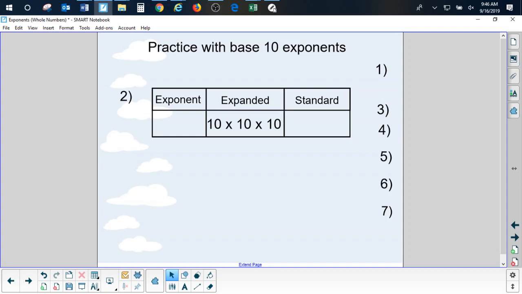We could also just give them the expanded form. So in the expanded form, we see 1, 2, 3 10s. So that tells me my exponent is a 3. And that also tells me in the standard form I have to have 3 zeros. So my answer is going to be 1,000.